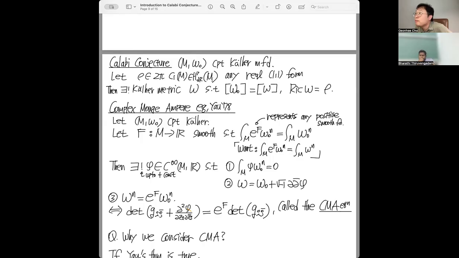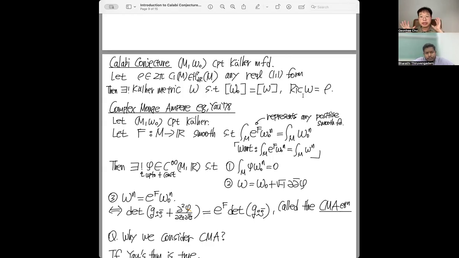But omega naught, which is an initial metric, and the omega that we'd like to find, they are in the same cohomology class. So if you very naively say it, the real (1,1)-form we'd like to realize as a Ricci form. That's the Calabi's conjecture. So there's no bracket notation here, so that we really want to realize this guy as the Ricci form of some Kähler metric.